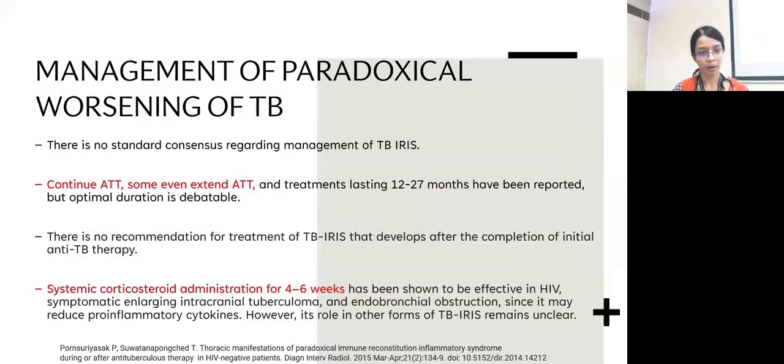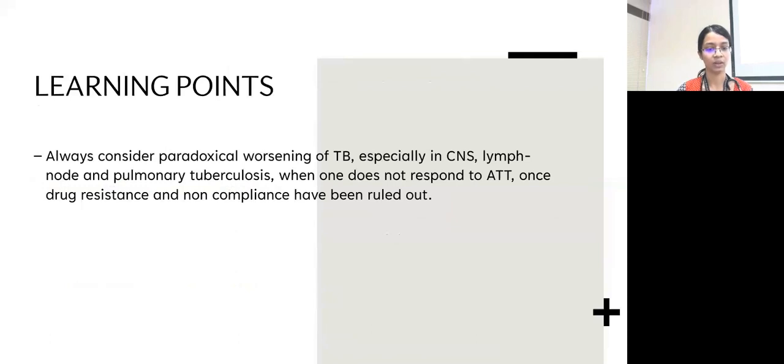My last slide is on management. So basically, there is no consensus on management. You continue ATT. Some even extend ATT, and there are reports of ATT given up to 27 months for improvement of the paradoxical worsening. There is some evidence for systemic corticosteroid use as well, especially in space-occupying lesions like tuberculomas and endobronchial obstructions, to decrease inflammation.